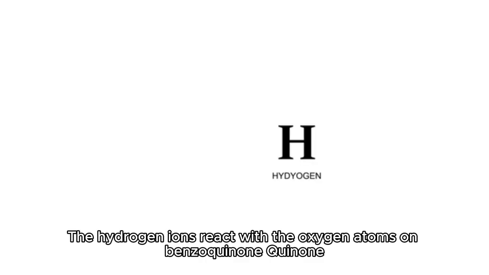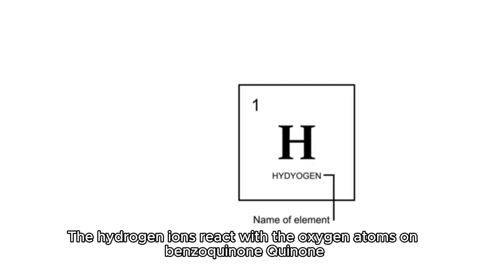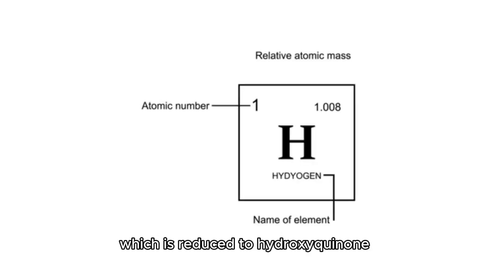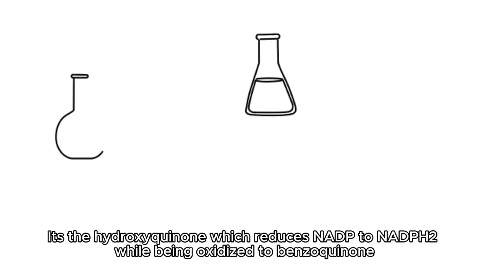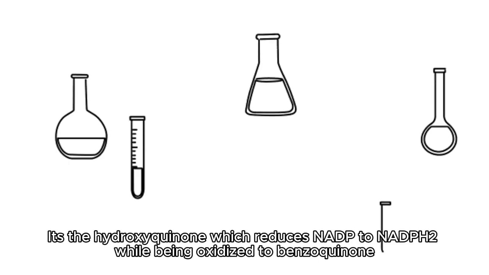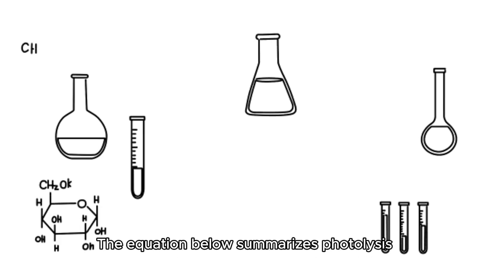The hydrogen ions react with the oxygen atoms on benzoquinone, which is reduced to hydroquinone. It's the hydroquinone which reduces NADP to NADPH while being oxidized back to benzoquinone. The equation below summarizes photolysis.